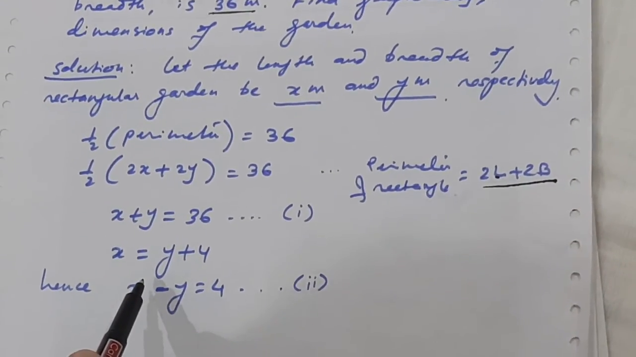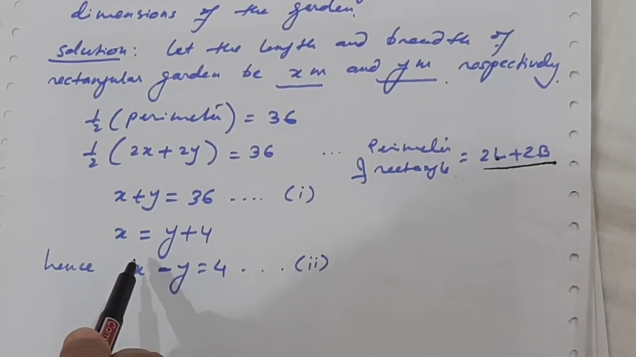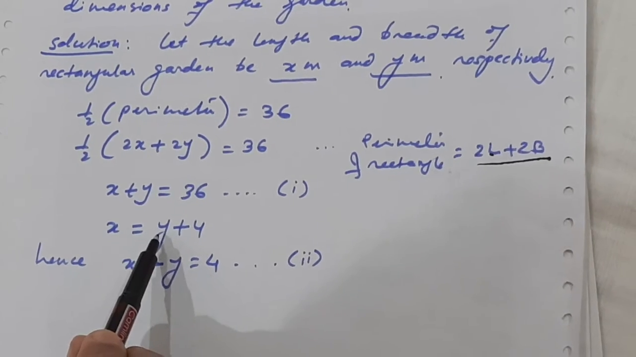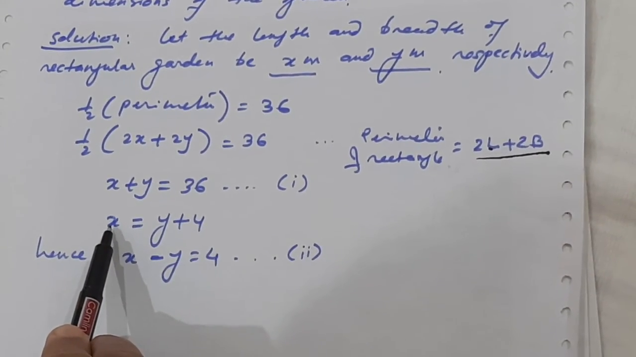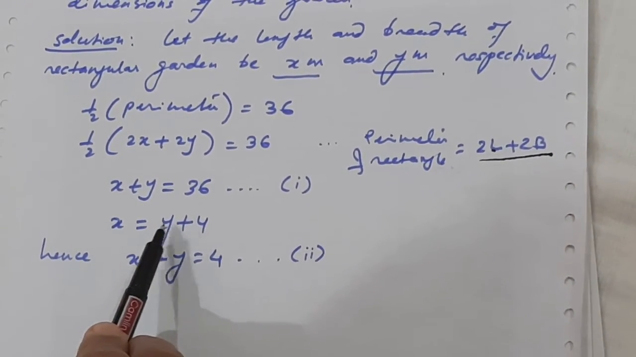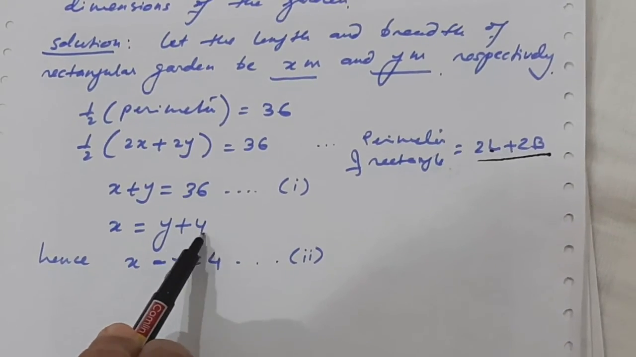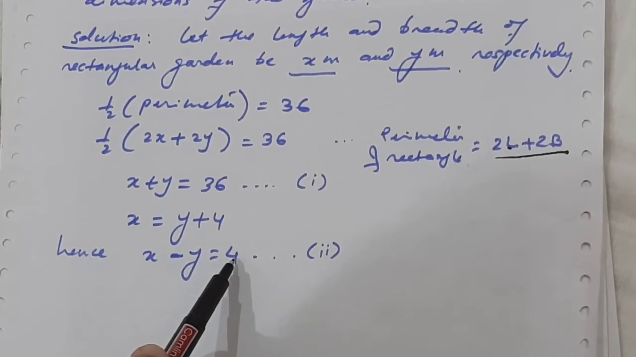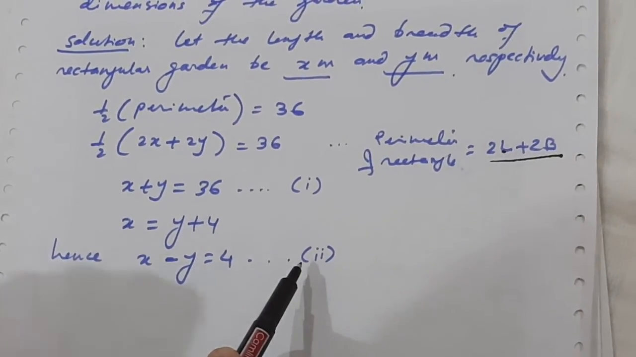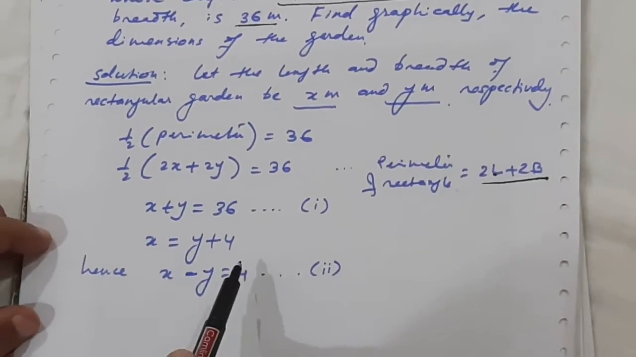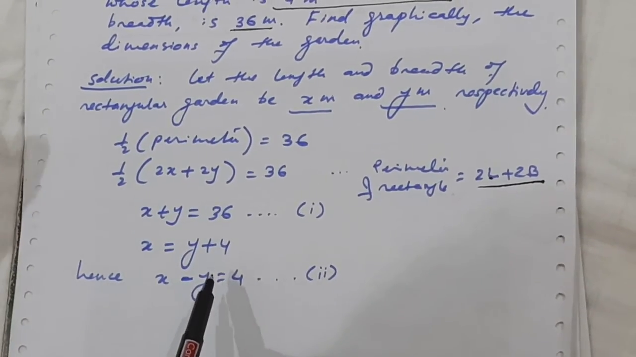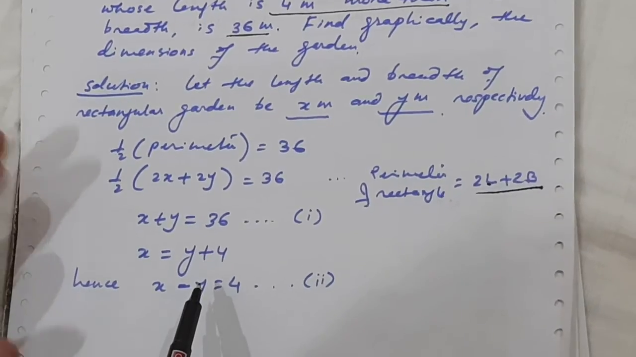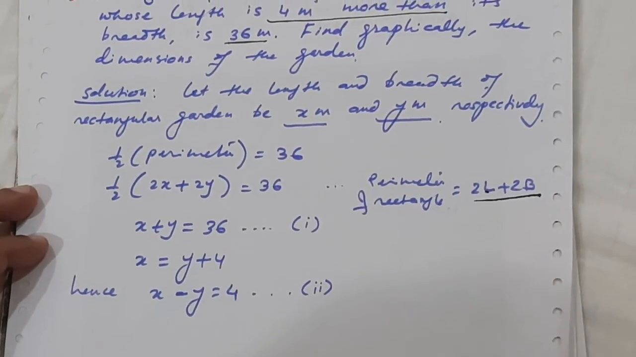And second equation is length is 4 meter more than its breadth. So x is the length, x is equal to y plus 4, that is 4 meter more. So this can be written as x minus y is equal to 4. This is the second equation. Now we have to find the solution, means we have to find the length and breadth of this rectangular garden through graph. We have to solve graphically. Let us see now.